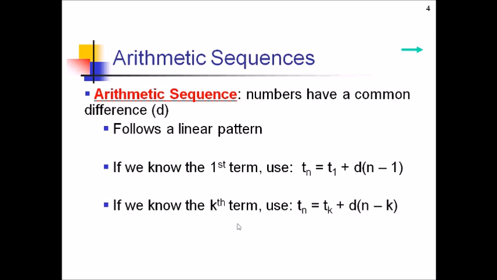Now, if we know the kth term, not the first term necessarily, we can use this modified formula. It looks almost the same, but now we're starting with our kth term, and we're adding the common difference times n minus whatever k is. So it's really the same as this first one, but instead of 1, we use k in all those different places.